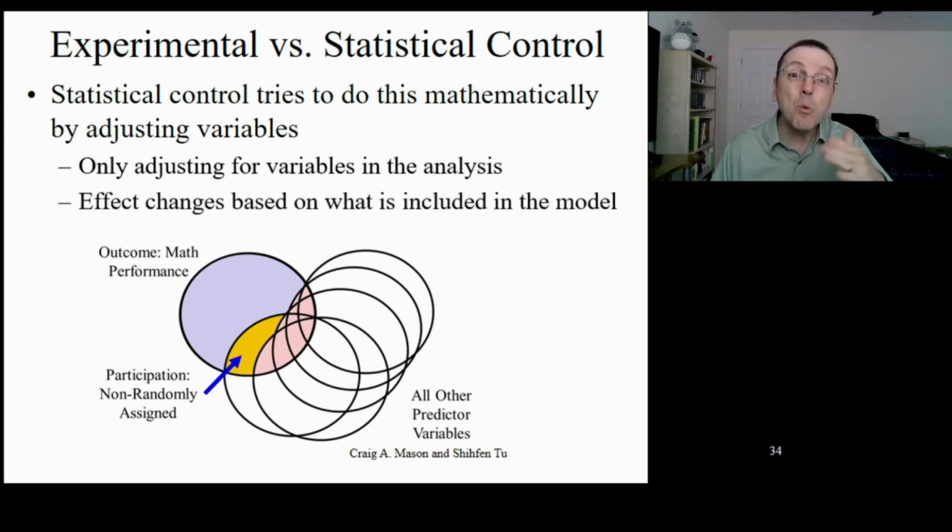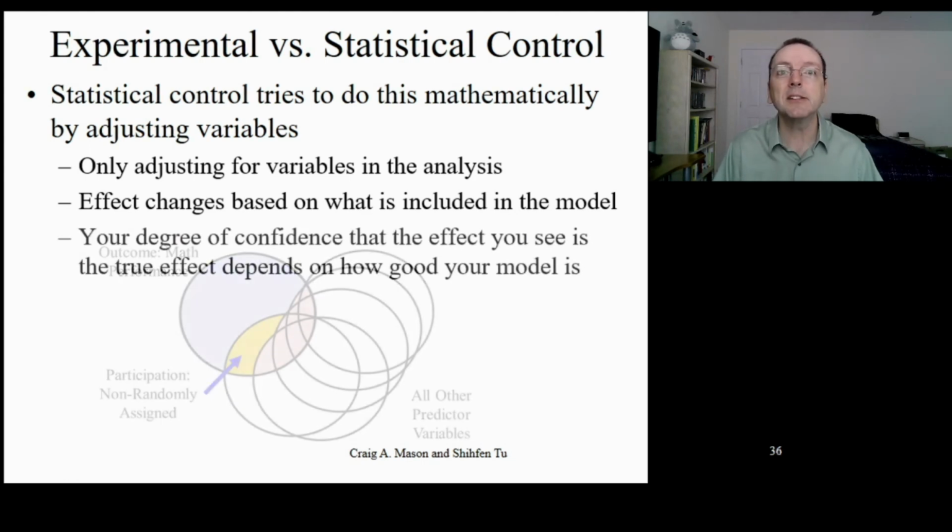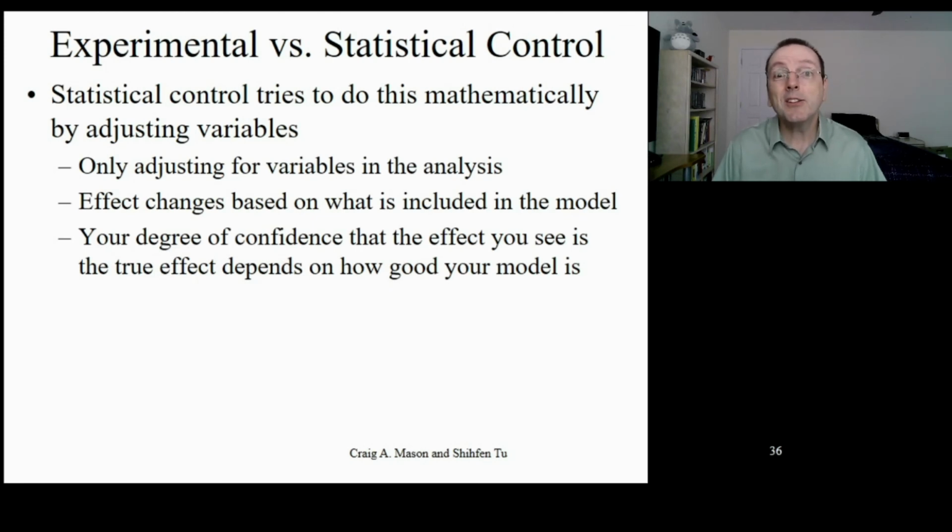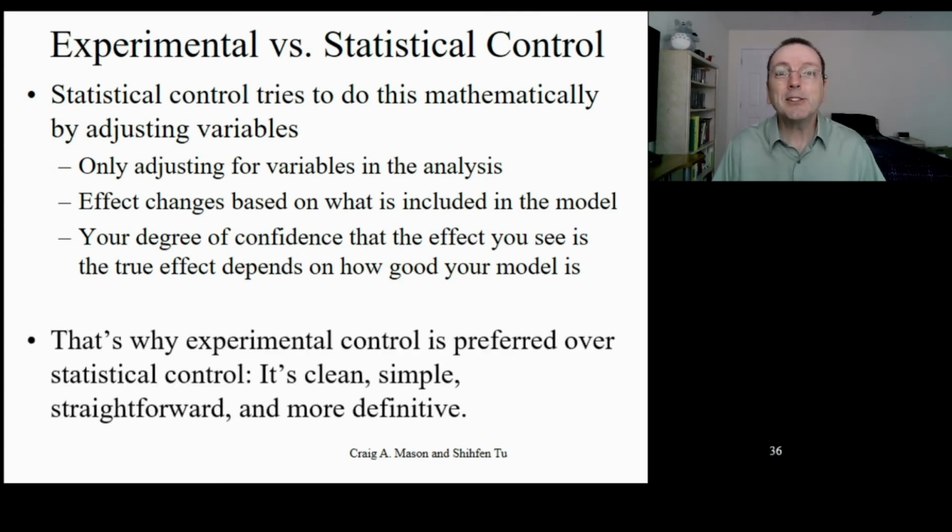The size of the effect will change based on which variables are or are not in my analysis. Consequently, the degree to which I have confidence that the effect I see is the true effect depends entirely on how good my statistical model is. That's why experimental control and random assignment is superior to statistical control. The results are more straightforward and more definitive than statistical control, in which I have to mathematically remove that overlapping C variance between our predictors.